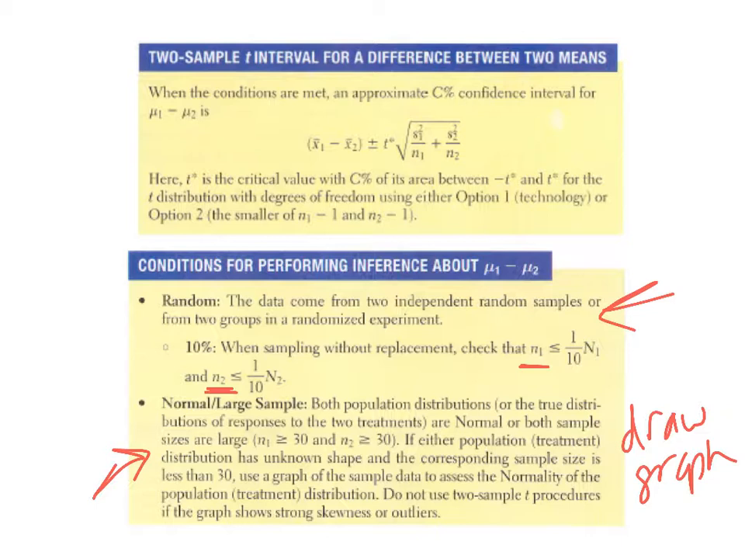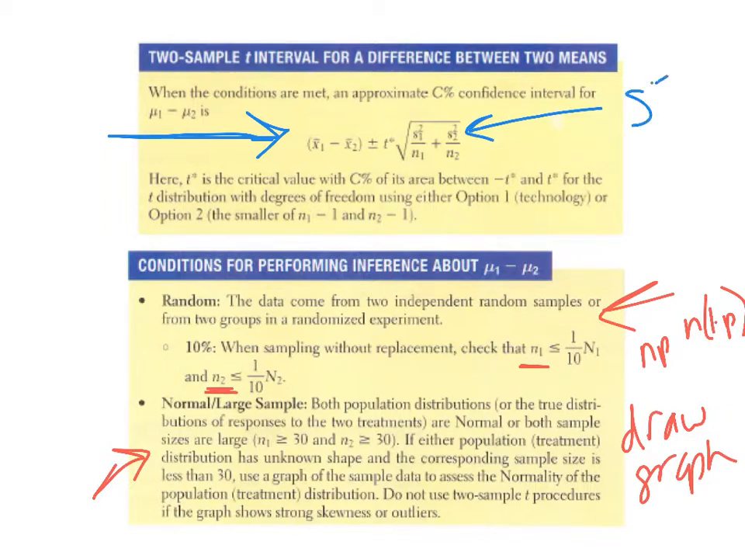Remember, normal or large sample is for means. Your large counts, your n times p and n times 1 minus p, that is for proportions. Okay, so if we're constructing our two sample interval here, our formula is going to be the same as it was: our statistic plus and minus our critical value, which this time is going to be t, times our standard deviation.